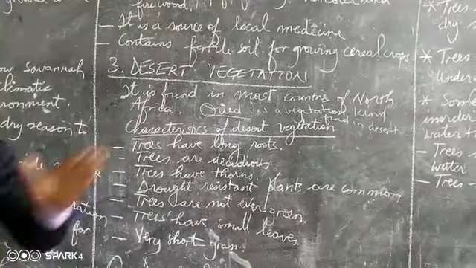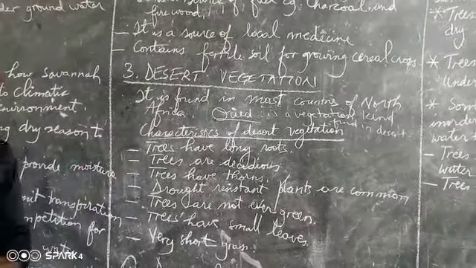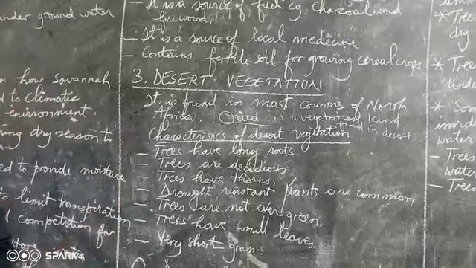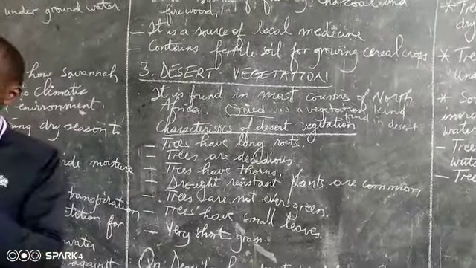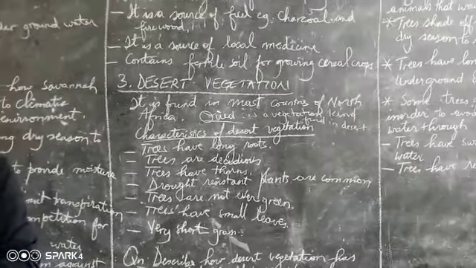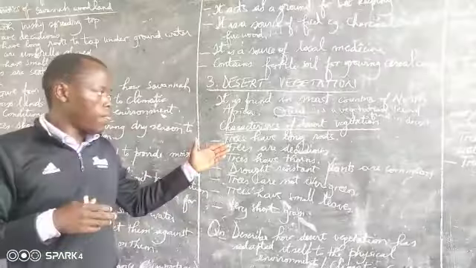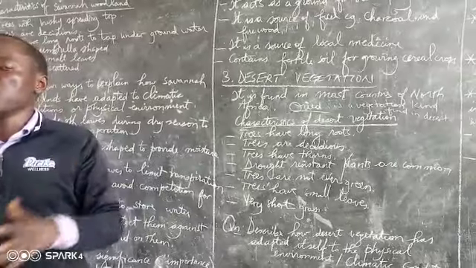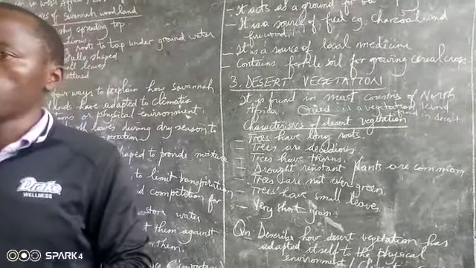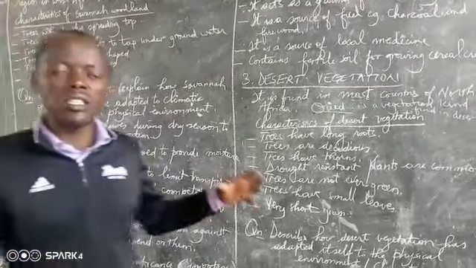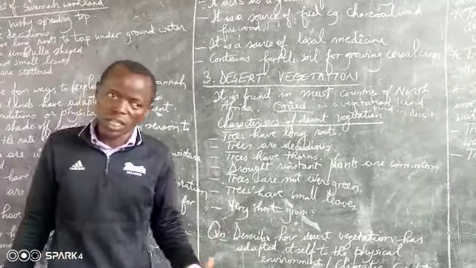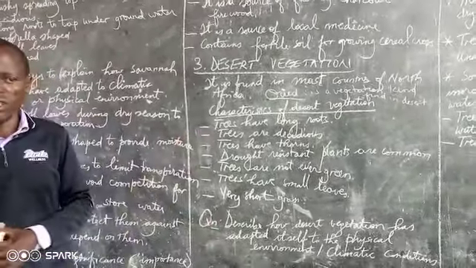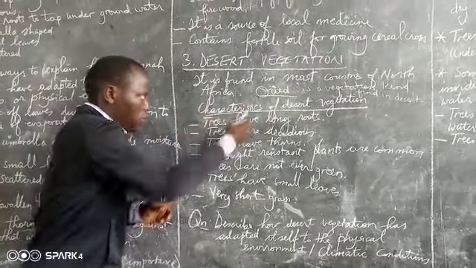So let's talk about characteristics or main features of desert vegetation. Many people ask themselves, do you have vegetation in desert? Some of them can even miss the answer. But let me give you the right answer. In desert, you have vegetation. That's why we are going to look at different characteristics of desert vegetation. So let's start.